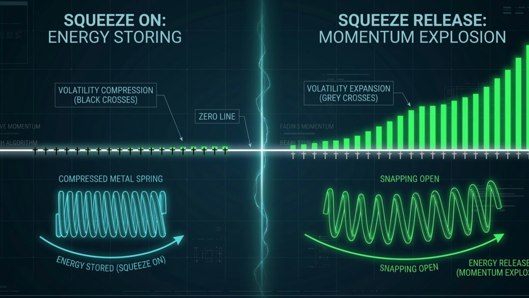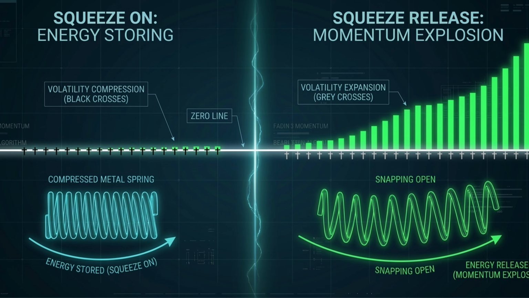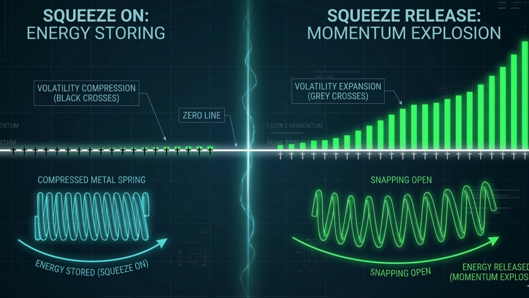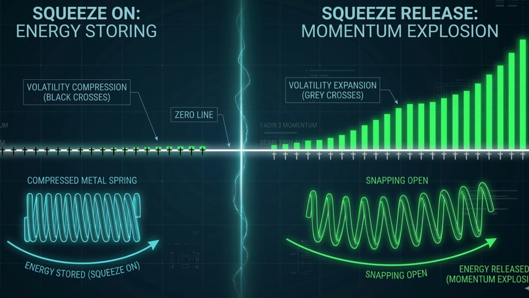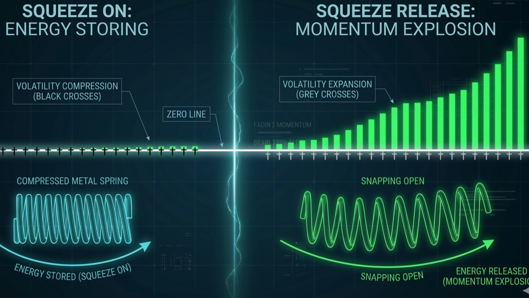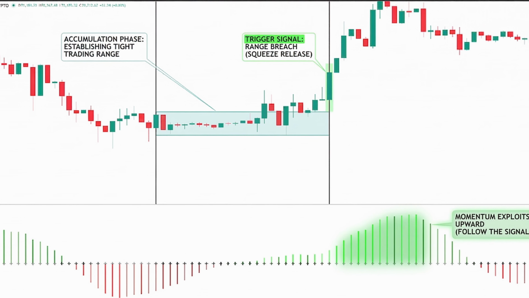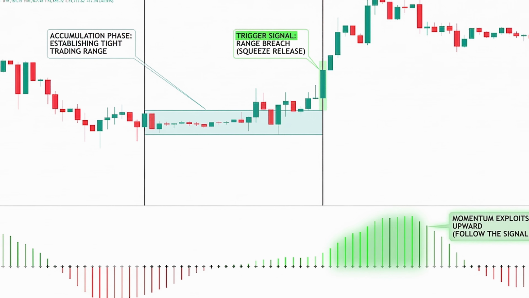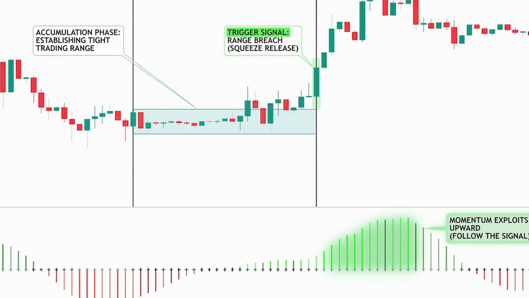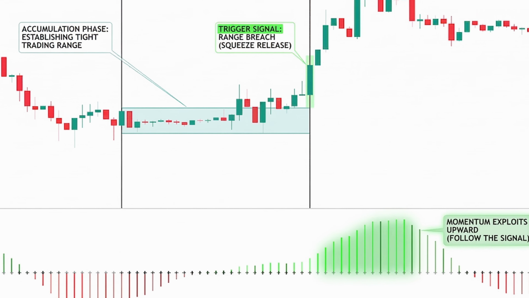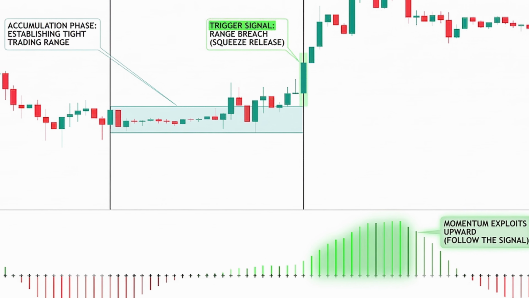So what do the colors and dots actually mean for this indicator? Black dots mean the market is currently in a squeeze where the Bollinger Bands are inside the Keltner channel and volatility is extremely low, which means the market is compressing and building pressure for a breakout move. Gray dots mean the squeeze has released, where the Bollinger Bands have expanded back outside the Keltner channel and volatility is increasing again, which signals that a larger move may be starting.